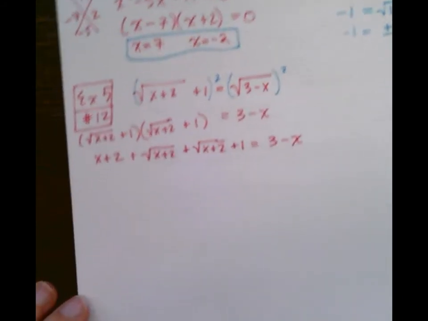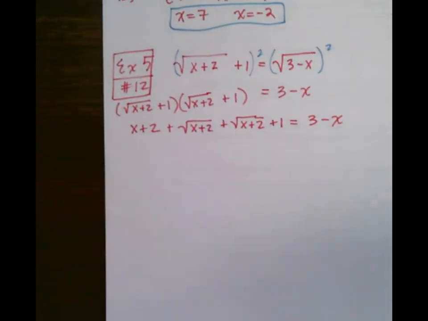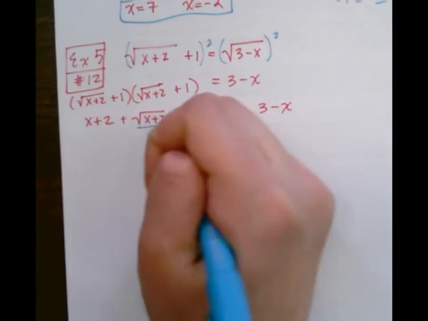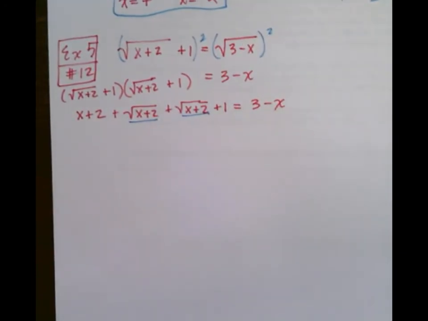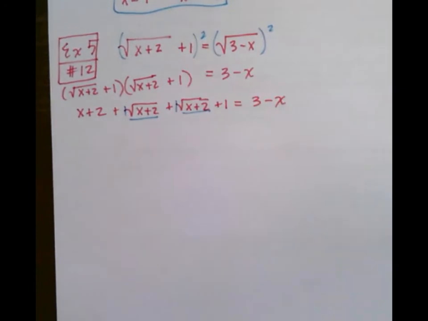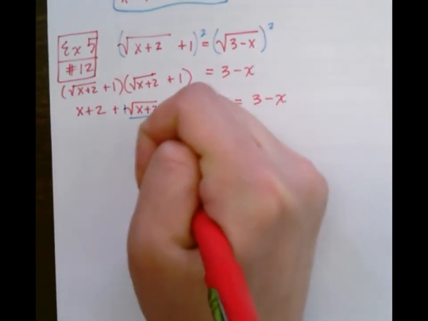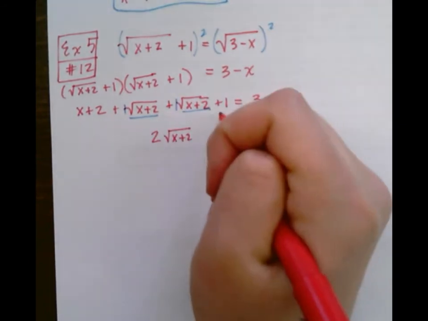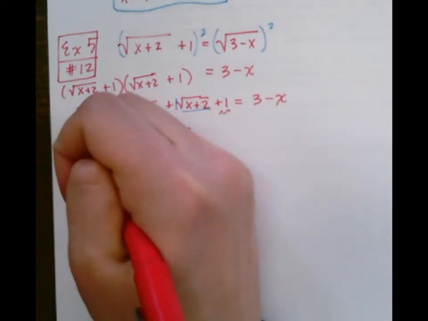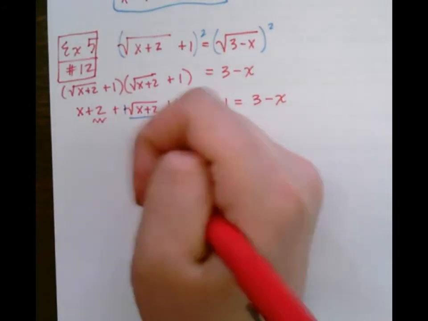Okay, now this might look kind of crazy, but there's some nice things that are going to start happening. One nice thing is that we have two of the same radical. So that's like combining like terms. That's like doing 1 root x plus 2 plus another root x plus 2, so that becomes 2 root x plus 2. And then I can also combine the 1 and the 2 to be plus 3, and then I still have that x out front.